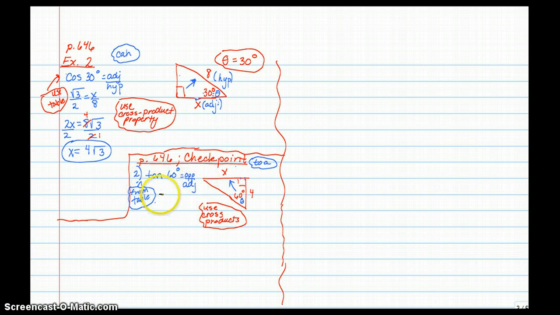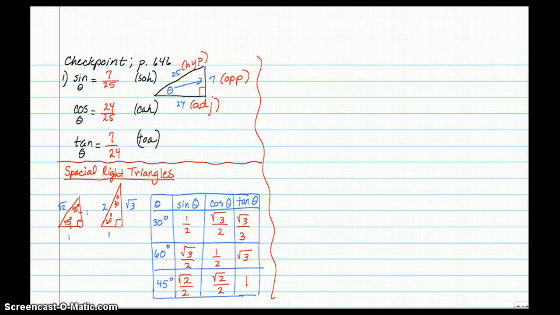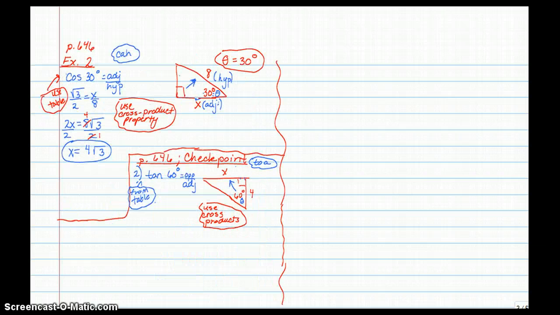Now we're going to use the table, we're going to substitute. It's tangent 60 degrees. So going back to the table, tangent 60 degrees is the square root of 3. So we're going to put the square root of 3 in place of tangent 60 degrees. Now you can use the calculator and use the tangent key, that works too. Opposite is x, adjacent is 4.